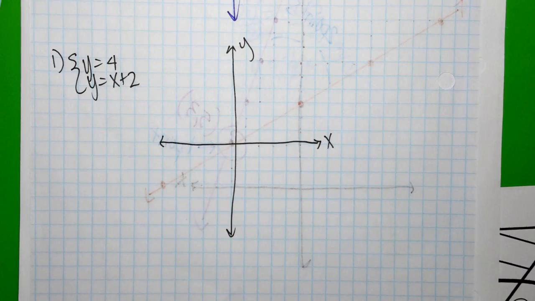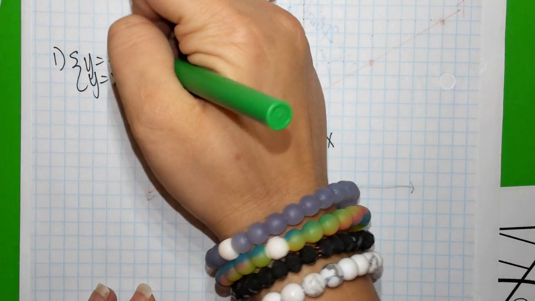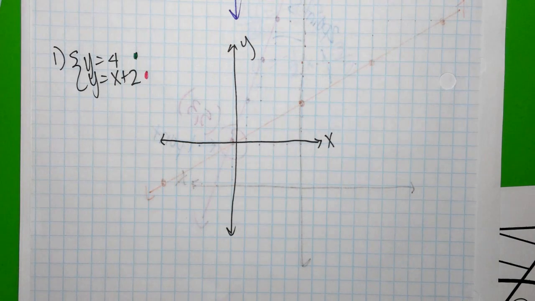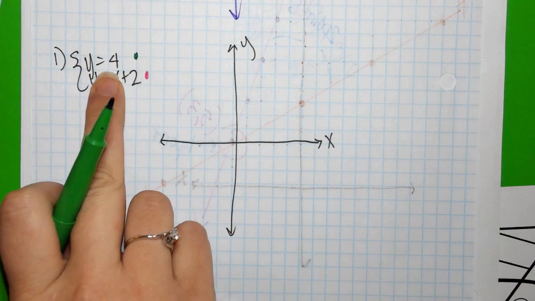Alright, so I'm going to graph y equals 4 in green and y equals x plus 2 in pink. You guys get your colors out. There's markers in the 3rd drawer, new people. Alright, so y equals 4.